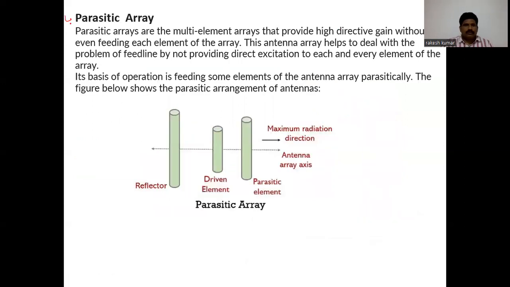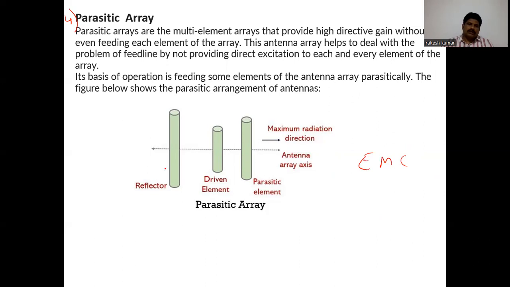Now let us come to the fourth one. Okay, so parasitic array. The fourth one is parasitic array. So what is meant by this parasitic array? In order to overcome the feeding problem of the antenna, sometimes the elements of the array are fed through radiation from a nearby element. The array of antennas in which the parasitic elements get the power through electromagnetic coupling. Here the very, very important term is electromagnetic coupling. Electromagnetic coupling with the driven elements, which are in proximity with the parasitic element, is known as parasitic array.